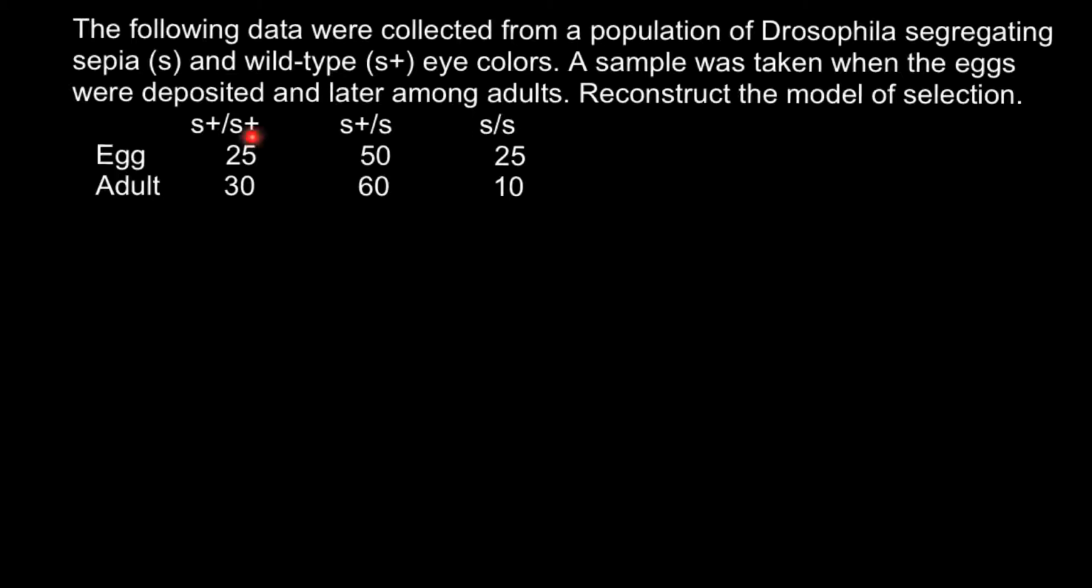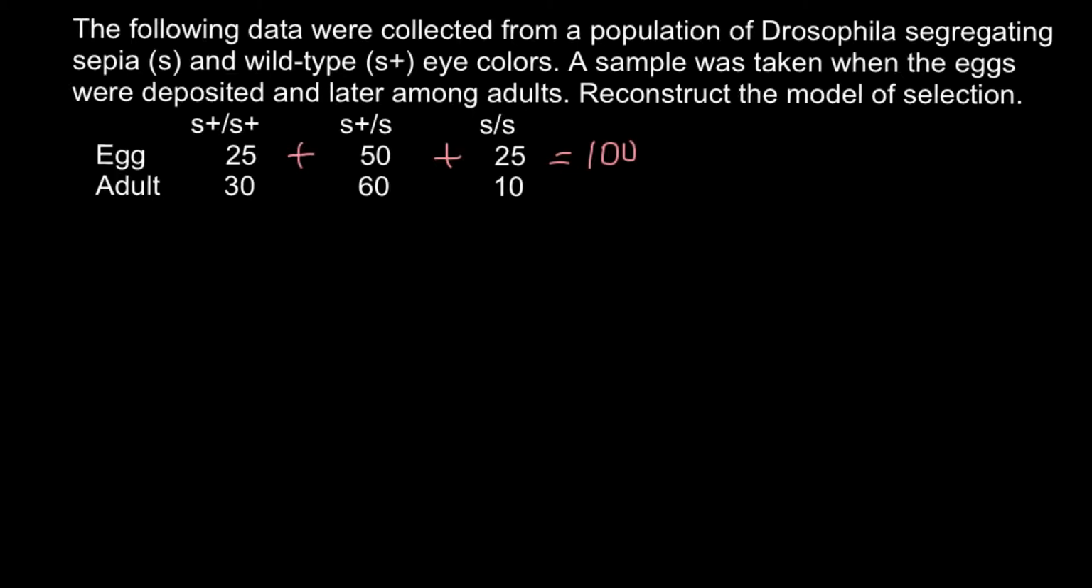Now we can take a close look at this table here. What we see is that when eggs were deposited, the numbers were 25, 50 and 25, so the total number is 100. If we add all these numbers, we get 100. So it's very easy to say that the frequency of this genotype is 25%, this genotype 50% and this genotype 25% of the total deposited eggs.